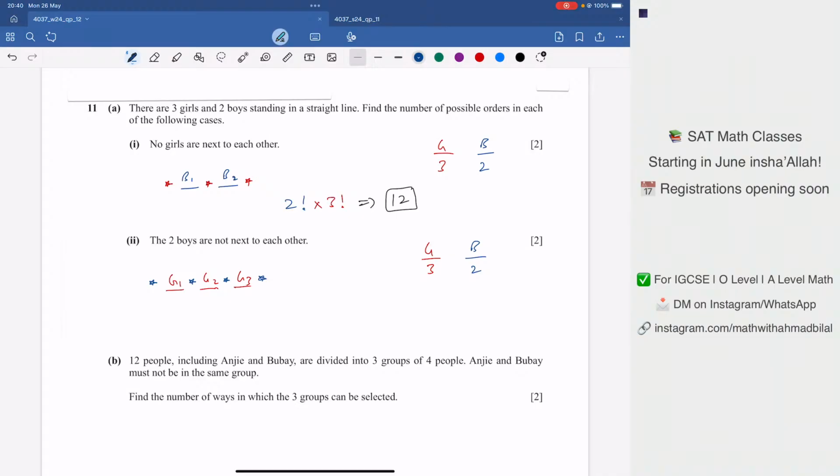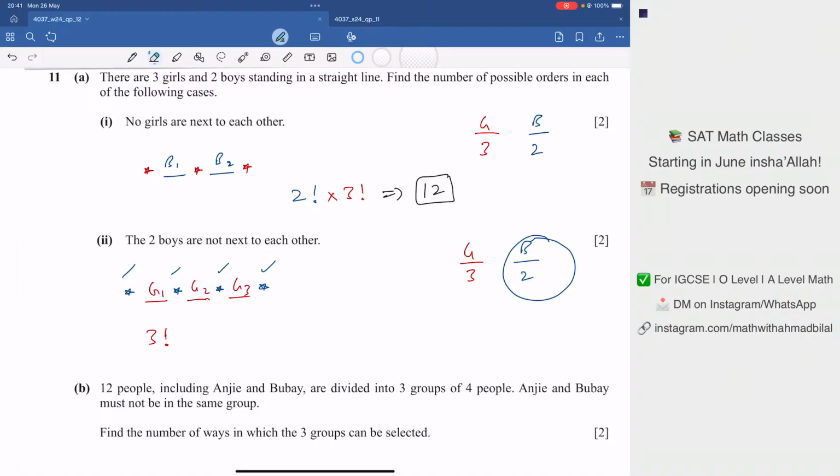Now, in how many ways can you arrange these 3 girls? There are 3 girls, there are 3 places for them. We can arrange them in 3 factorial ways. This will just be 3 factorial. But then what about the boys? There are 2 boys and there are 4 places that we've got for them. In how many ways can you arrange those 2 boys in these 4 places? You would say that's 4P2. 4 places, 2 people to arrange, that's 4P2.